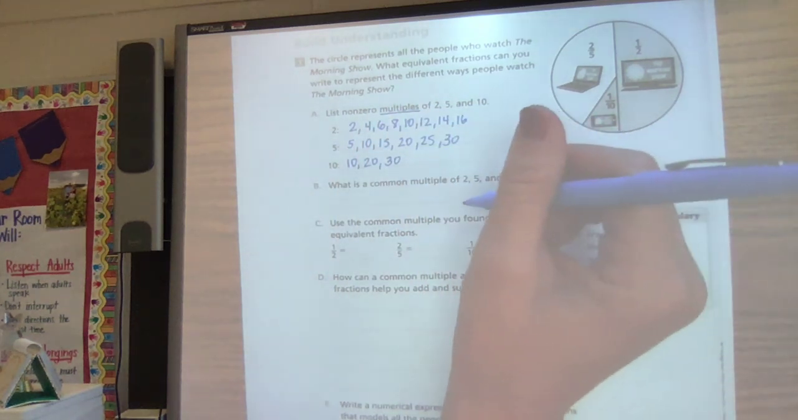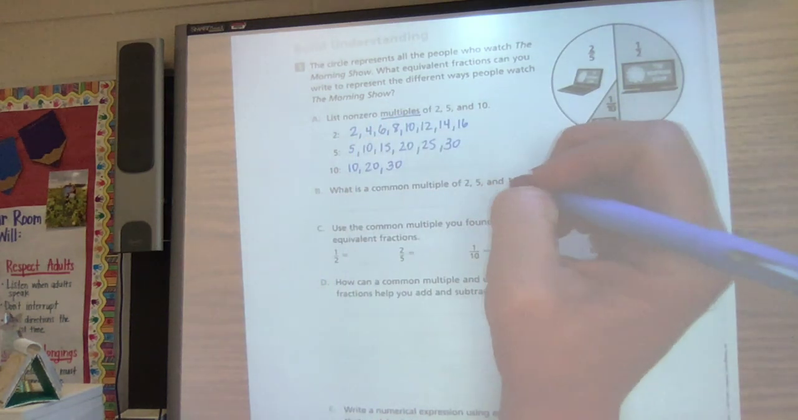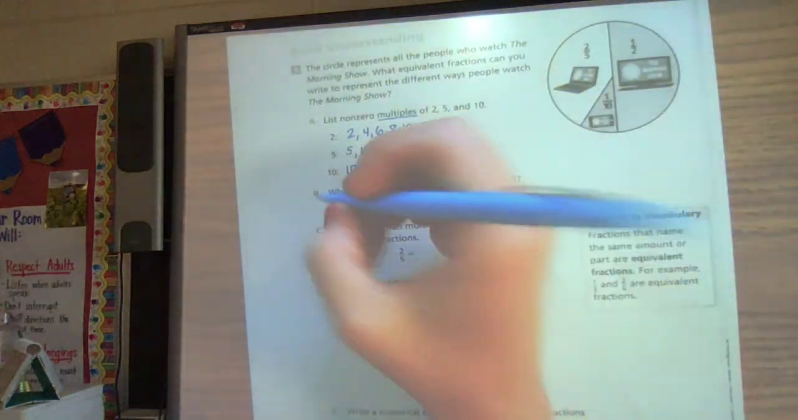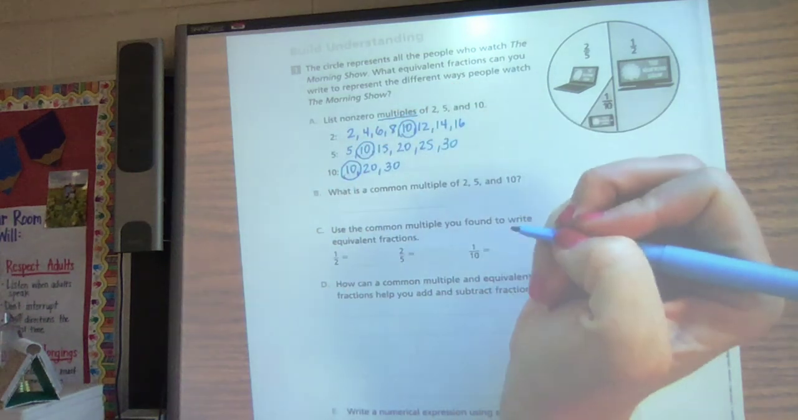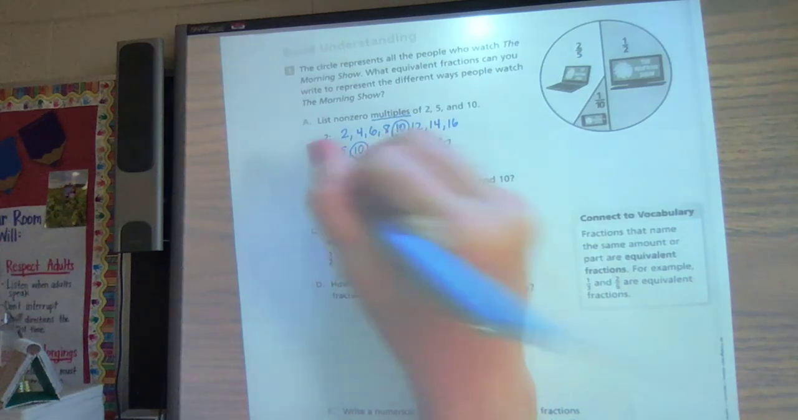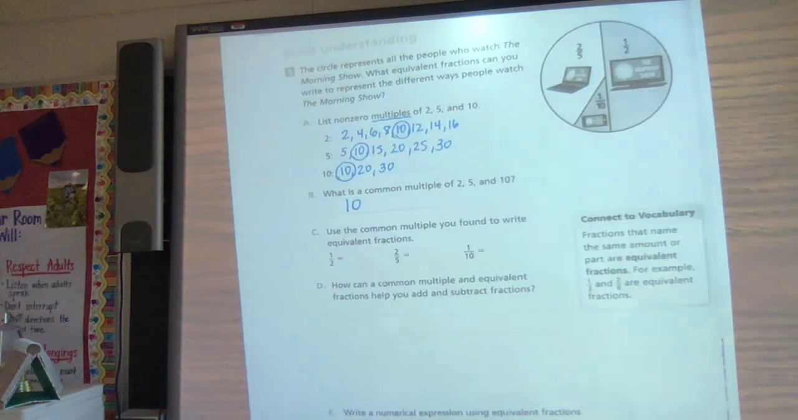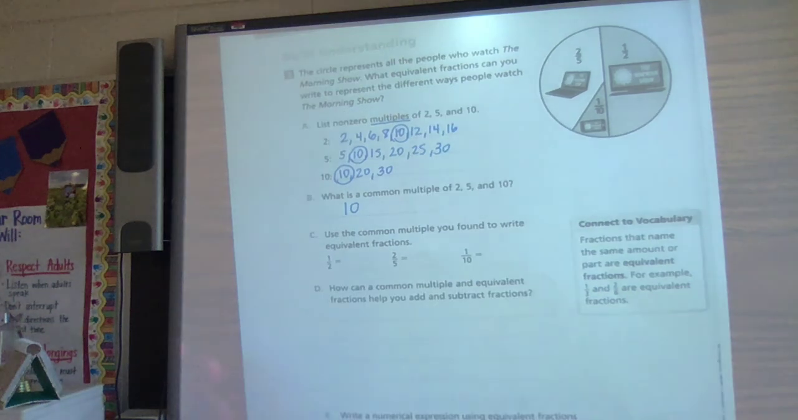Now, what is a common multiple? And really, we want to find the smallest one. It's okay if it's not. So a common multiple of them is 10. When we're counting by 5s, 2s, and 10s, we say 10. Technically, we also say 20, 30, 40. All right, use the common multiple you found to write equivalent fractions.